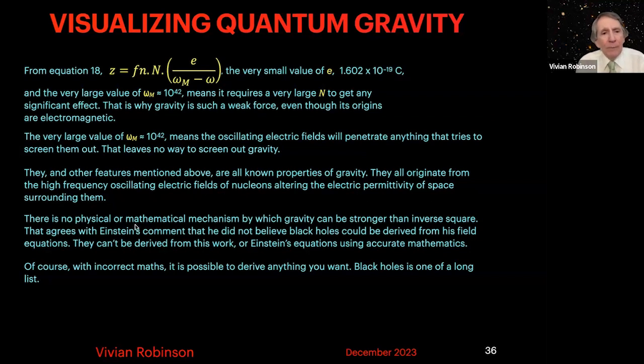There is no physical or mathematical mechanism by which gravity can be stronger than inverse square. That agrees with Einstein's comment that he did not believe black holes could be derived from his field equations. They can't be derived from this work or Einstein's equations using accurate mathematics. Of course, with inaccurate maths, it is possible to derive anything you want. Black holes is one of a long list of such derivations.